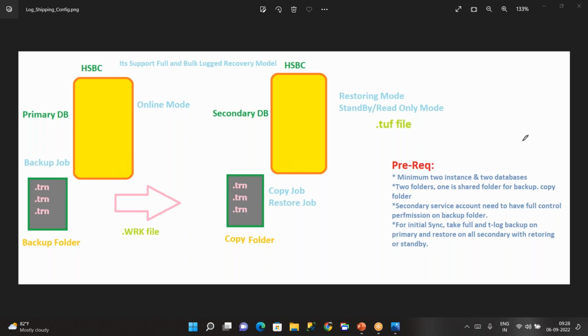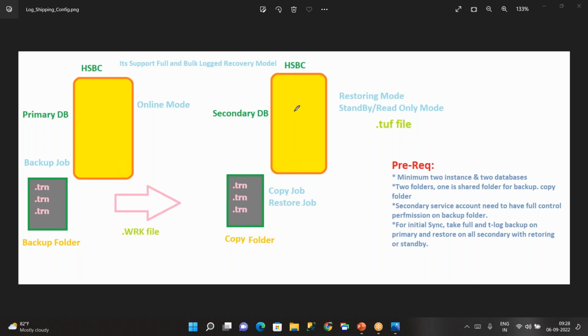What are the prerequisites to configure log shipping or mirroring or clusters or Always On or replication? Sir, minimum 2 instances. One primary, one secondary. Minimum 2 instances, minimum 2 databases. Each instance will have one database created.